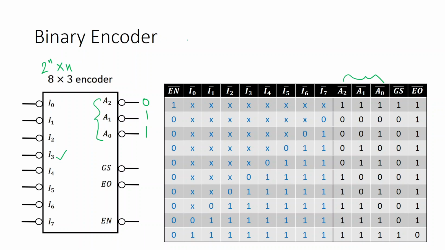So in this case there is a concept called priority encoder. Priority encoder will only show the largest pin. So suppose here I5 is also activated, then instead of showing 0 1 1 here, it will show 1 0 1 here.